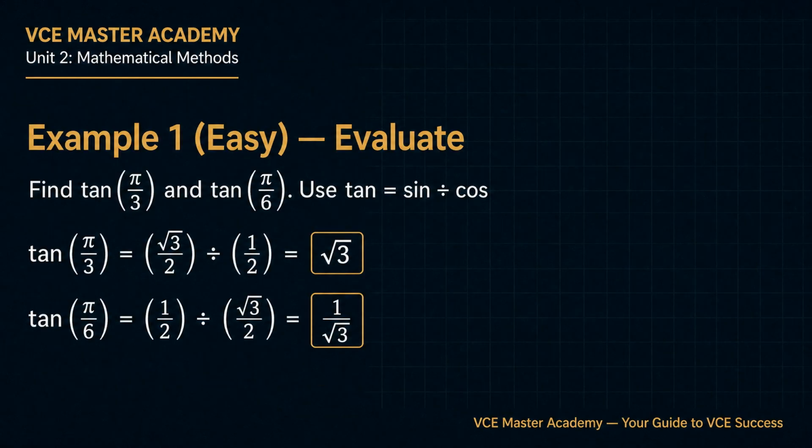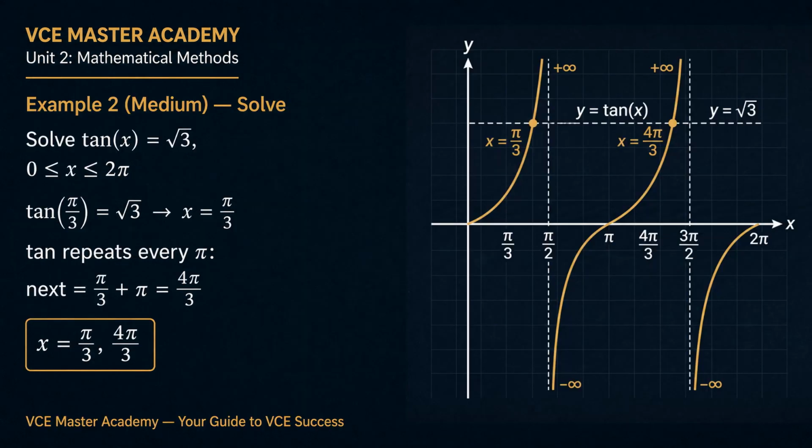Find tan of pi over 3 and tan of pi over 6. Remember, tan is sine over cosine. For pi over 3, sine is root 3 over 2, cosine is 1/2. Divide them. The halves cancel, and we get root 3. For pi over 6, sine is 1/2, cosine is root 3 over 2. Divide, and we get 1 over root 3. Simple as that.